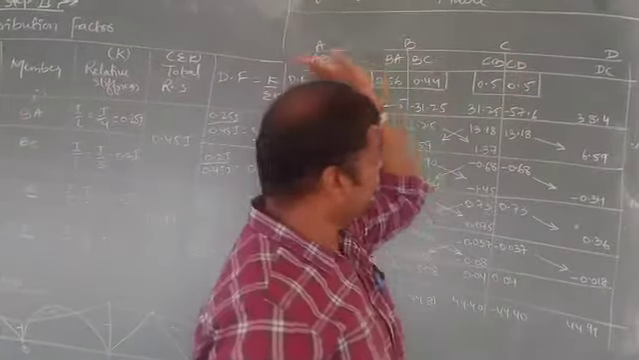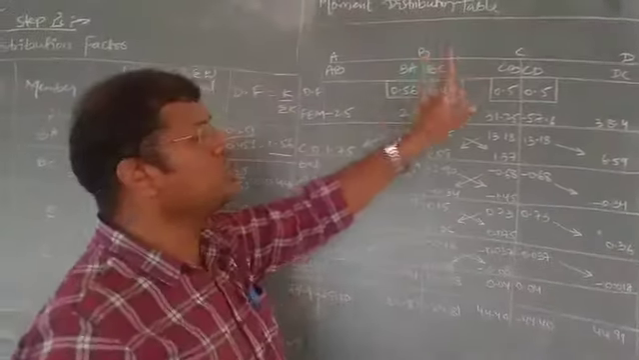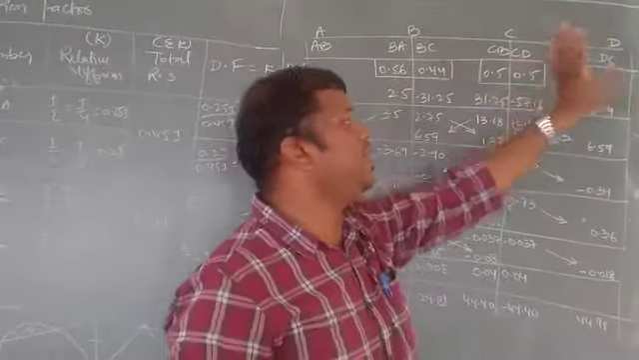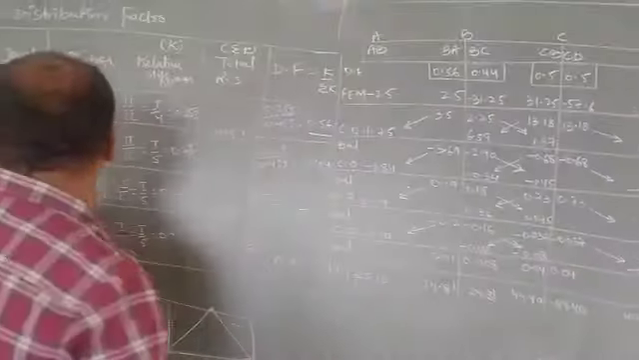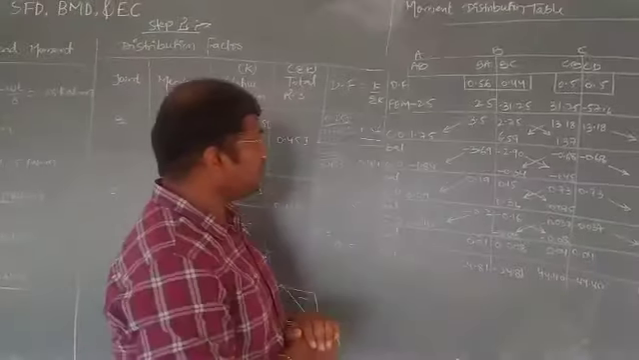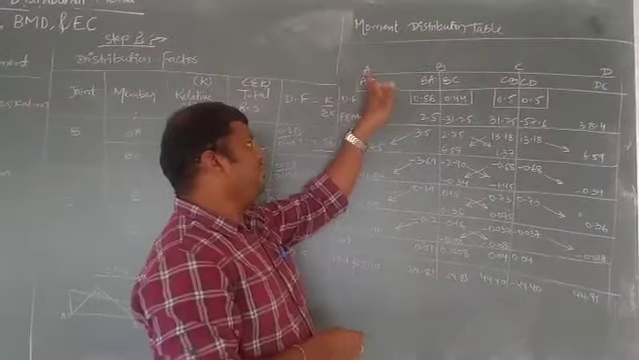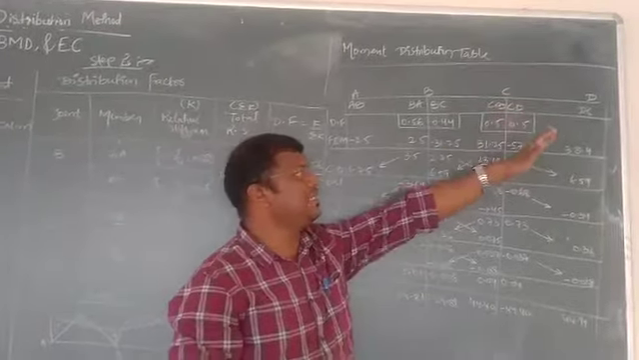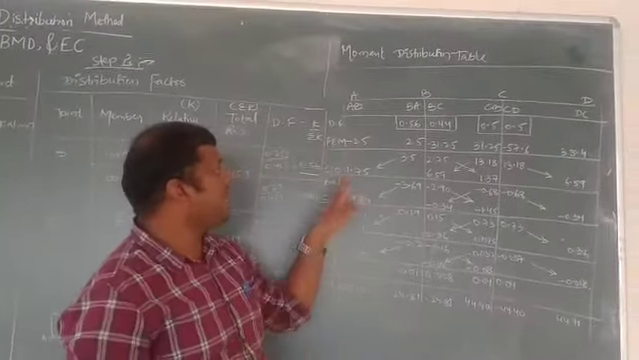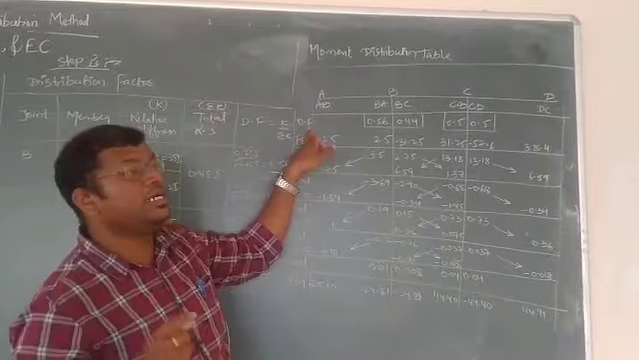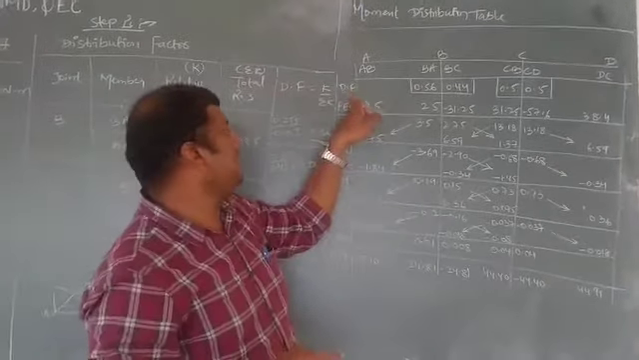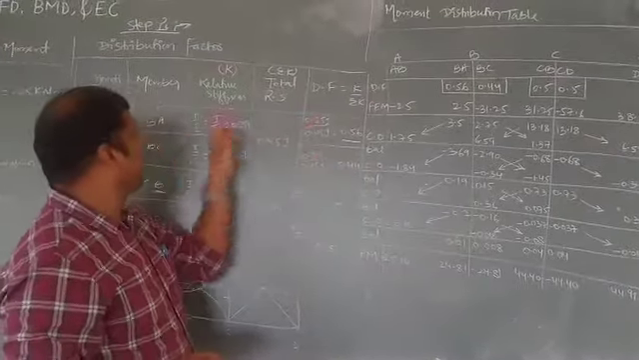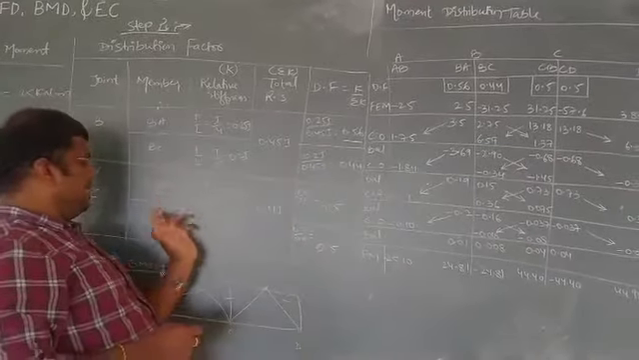Draw a line. This line indicates a reference line at which I have shown joint A, joint B, joint C and joint D. These are the 4 joints we have in this given figure. When I move, this is member AB, it is BA, and CD and DC go on. Next I have written DF. DF stands for distribution factor, and we have calculated the distribution factor at BA, BC, CB and CD.